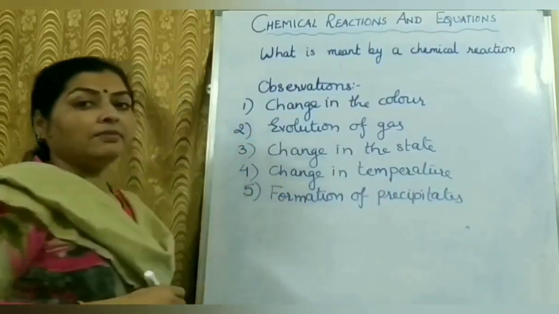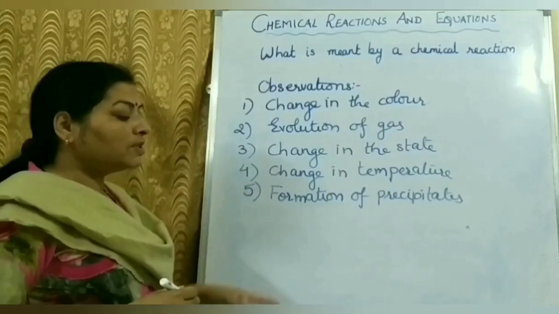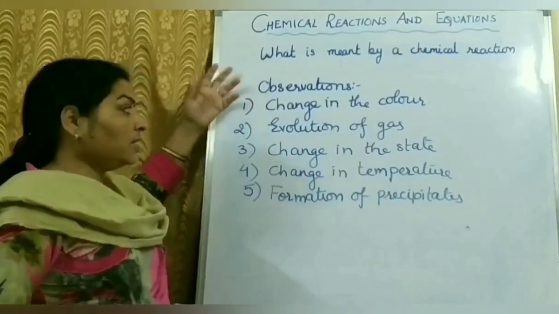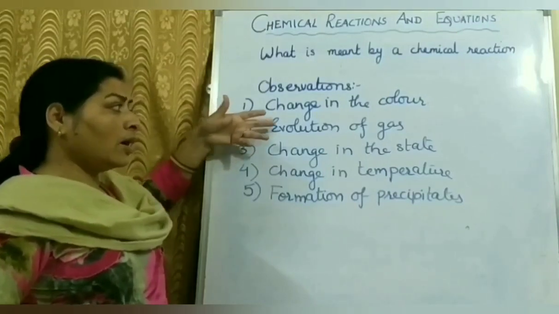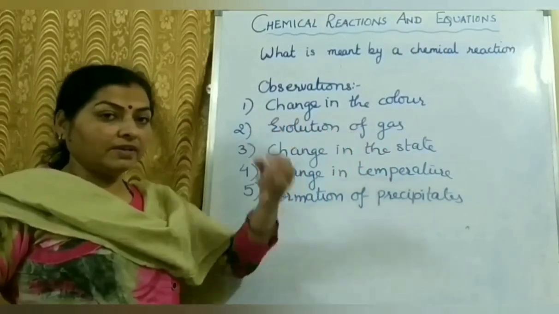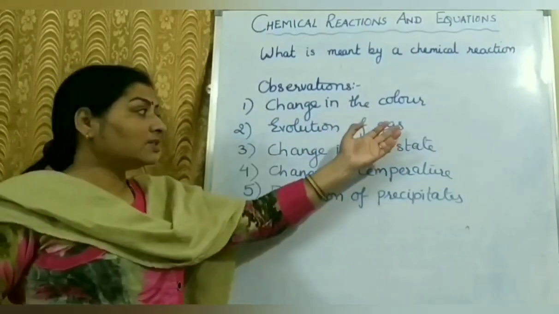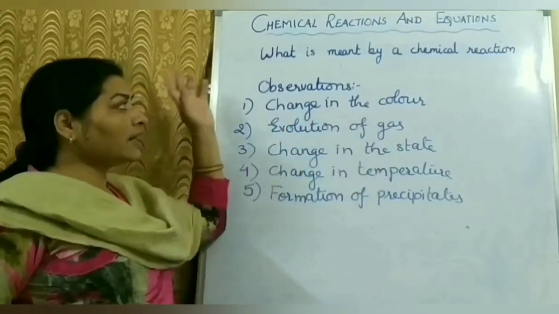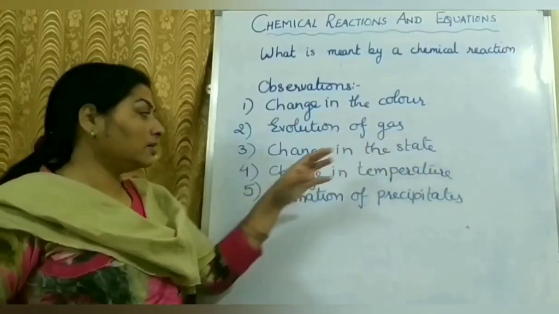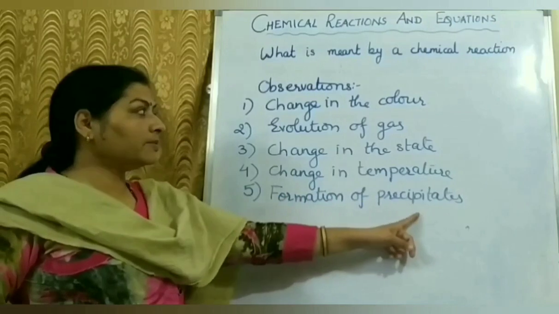So most of the times if a chemical reaction has taken place, then one of these observations can be easily seen. Either the color may change or there may be evolution of gas. Now how do we come to know that the gas is evolved? Bubbles. Whenever gas is getting evolved through a liquid, there will be formation of bubbles. So if we see bubbles, then we will say that a chemical reaction has taken place because gas is evolved. Then change in the state, change in the temperature may take place, or formation of precipitates.